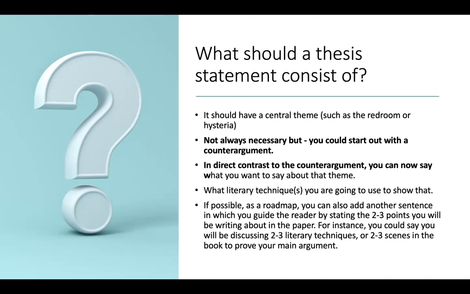And if possible, as a roadmap, you can also add another sentence in which you guide the reader by saying 2 or 3 points you will be writing about in the paper. For instance, you could say you will be discussing 2 or 3 literary techniques or 2 or 3 scenes in the book to provide your main argument. So the roadmap is at the very end of the introduction paragraph, and it shows what kind of things you'd be talking about in the body paragraphs.